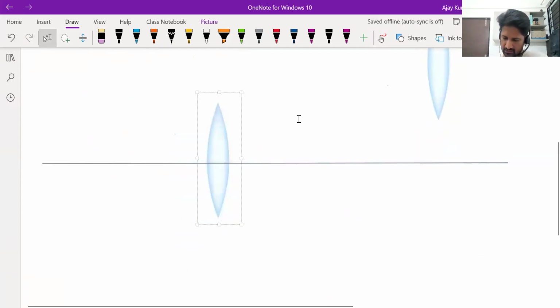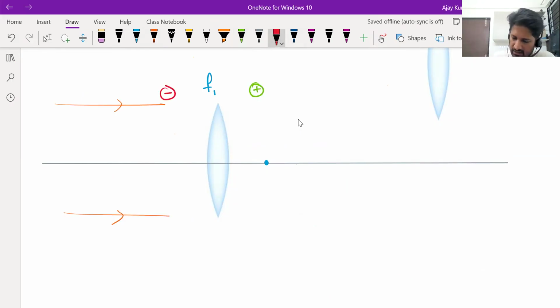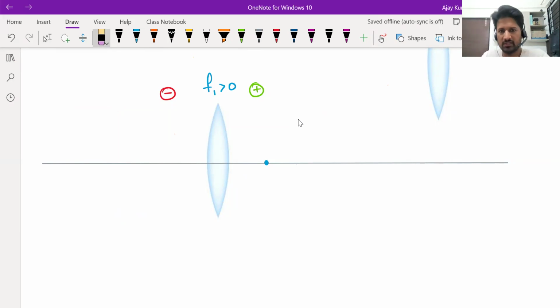So, we'll consider the lenses one by one. Let's say this is one lens whose focal length is f1. You can assume the focus to be somewhere here. Object is on the left side. If object is on the left side, rays will be incident this way. And if rays are incident this way, this side is positive for this lens and the other side is negative. And focal length is positive for a converging lens. So you have to take the focus which is on the positive side. If object is at infinity, image has to form at the focus.